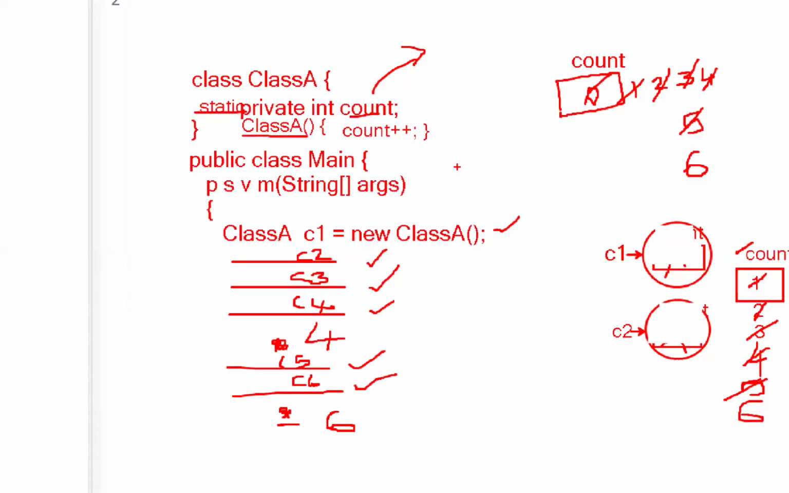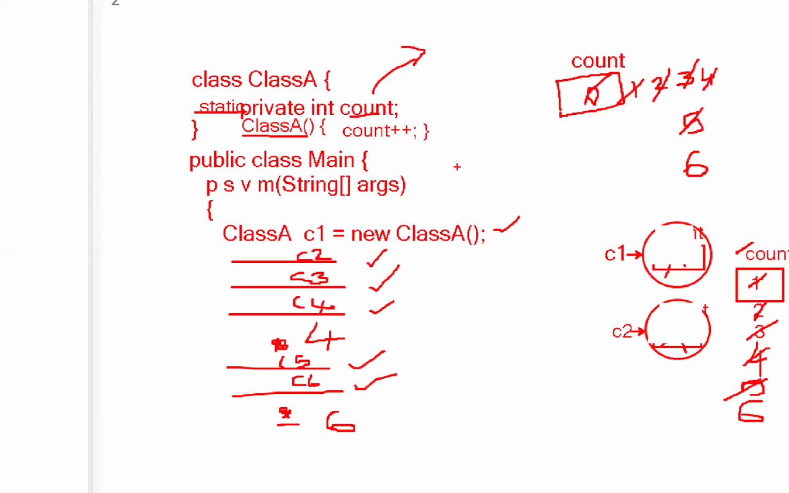To initialize the static variables, we use a static block. How many static blocks can we create? Based on the requirement, any number: multiple, zero or more.